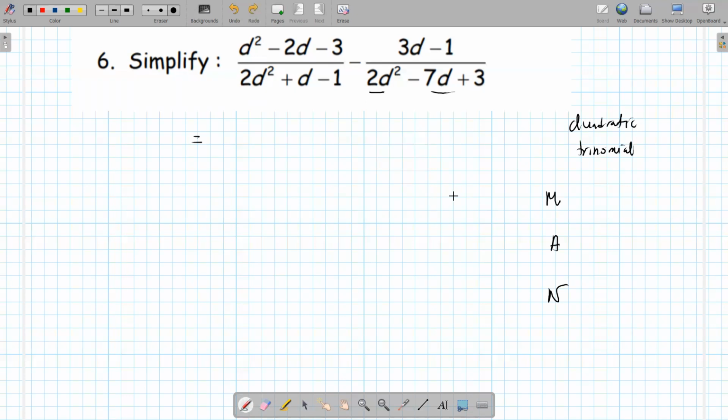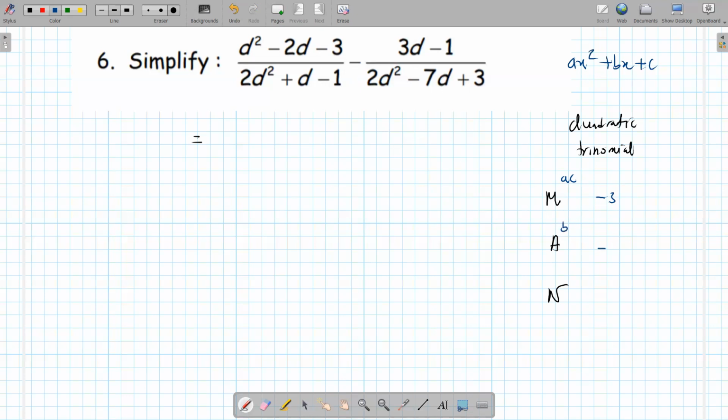So when you have a quadratic trinomial, you want to factor it. How do you factor it? Use the MAN method. M stands for multiplication, A stands for addition, N is the numbers. You are looking for 2 numbers. When you multiply them, you get the coefficient of D squared, which is 1, times the C value. Every quadratic has this format. So when you multiply them, you're looking for A times C, which in this case will be 1 times minus 3, minus 3. And when you're adding them, you get the B value.